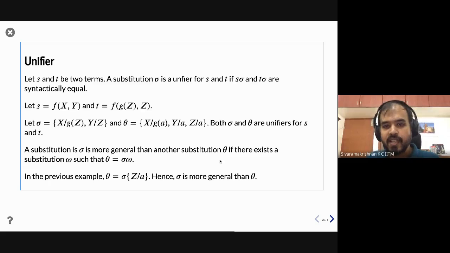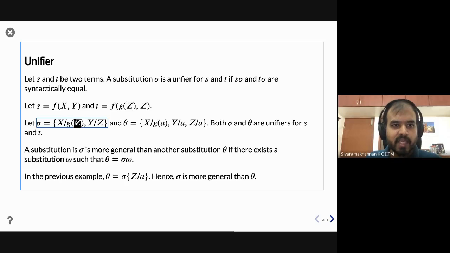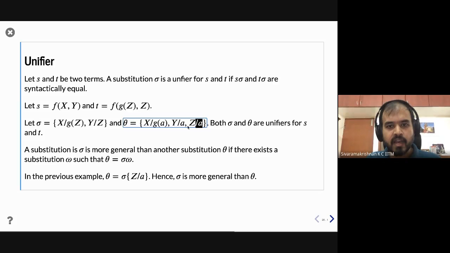And the less general one, theta, here, for example, if you see in this substitution sigma, we leave the z as z, right? This variable z remains z. But here we are saying the variable z is replaced with a, and we also have this particular substitution where we replace z with a. So we sort of prefer the sigma more than theta, right? So we call sigma more general than theta.